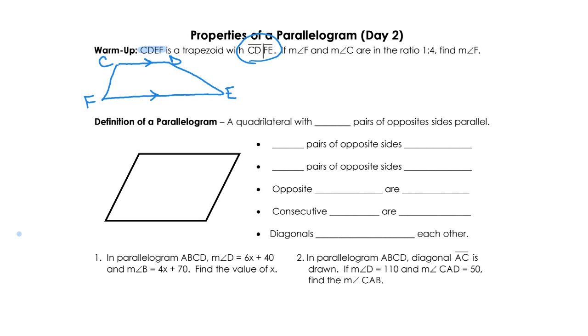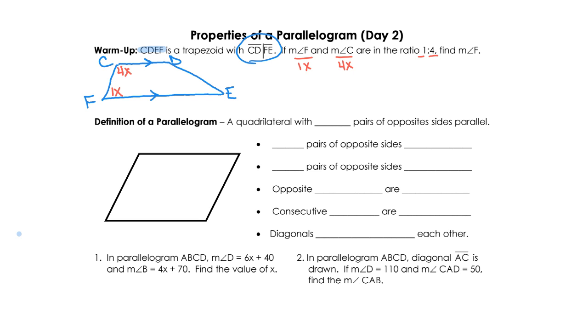Okay. It also tells us that angle F and angle C are in the ratio of 1 to 4, so F will get the 1x and C will get the 4x since they came in that order. So in angle F, we'll put a 1x, or just an x, doesn't matter. And in angle C, we'll put a 4x. All right, and they want us to find the measure of angle F.